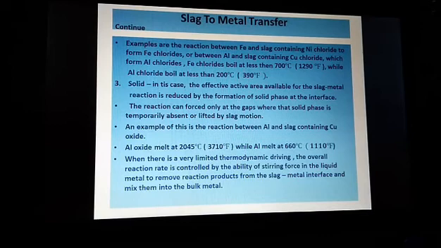Examples are the reaction between ferro and slag containing nickel chloride to form ferrochloride, or between aluminum and slag containing copper chloride, which forms aluminum chloride. Ferrochloride boils at less than 700 degrees centigrade, 1290 degrees Fahrenheit, while aluminum chloride boils at less than 200 degrees centigrade, or 390 Fahrenheit.